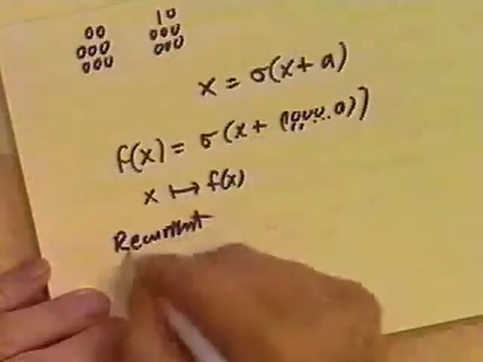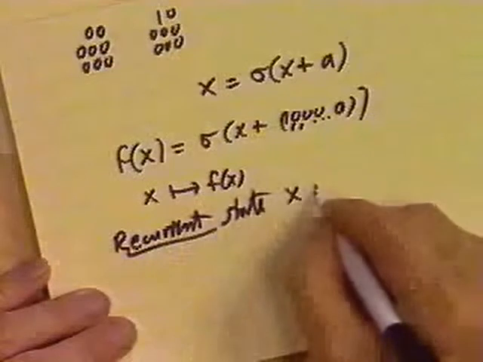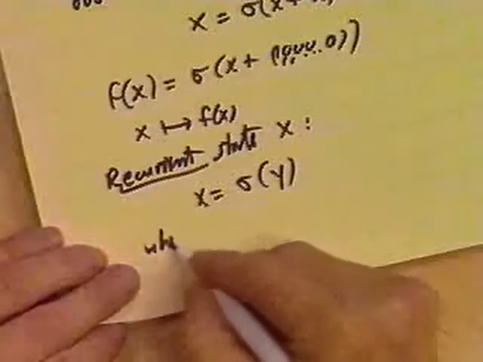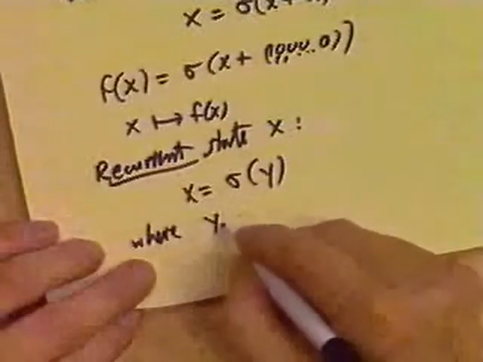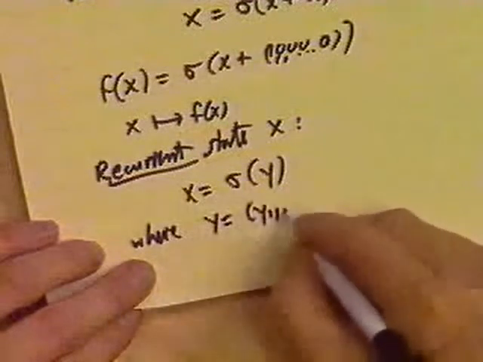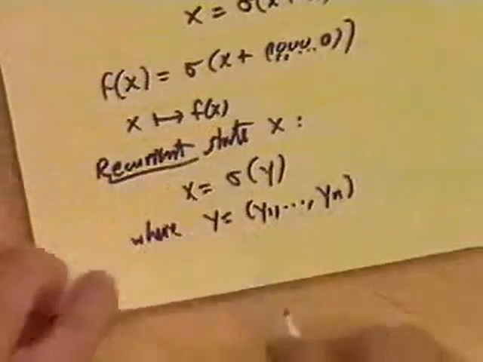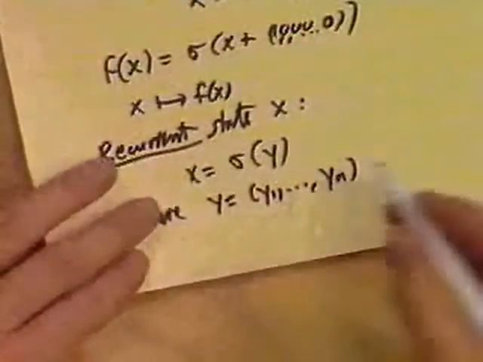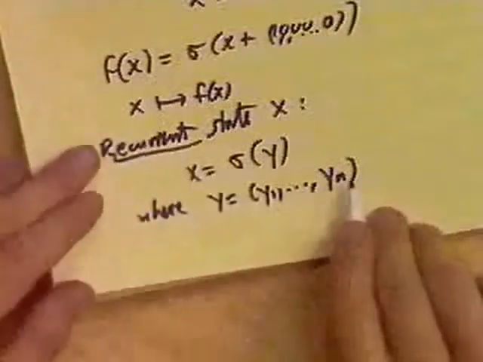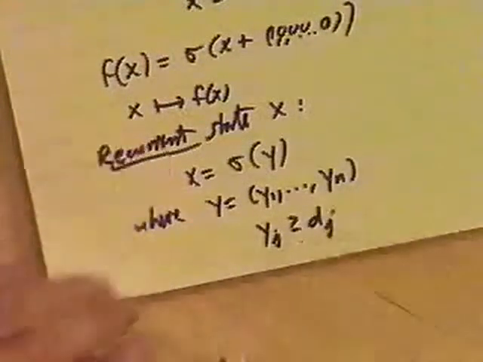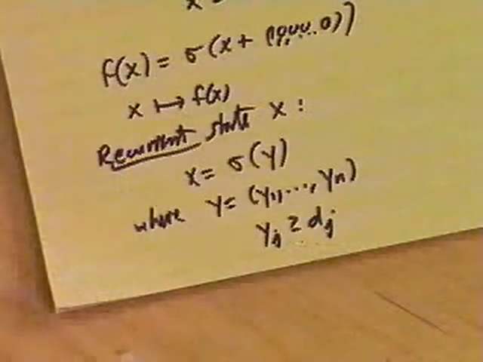Now, the definition that I say is a recurrent state x means that x is equal to sigma of y, where y is a state, which means there's y1 grains of sand on the first vertex, and all of these numbers are 4 or more in my example. In other words, y sub j is greater than or equal to the degree of j, the out degree of j, at every point.